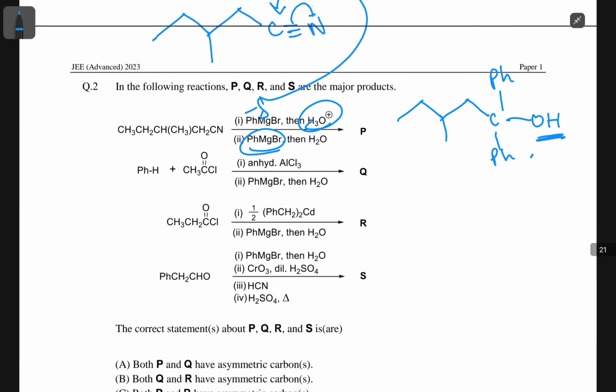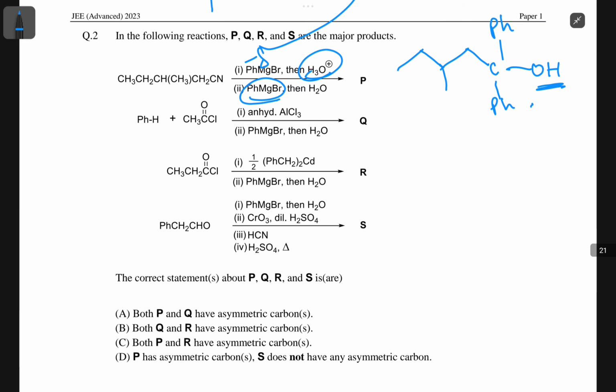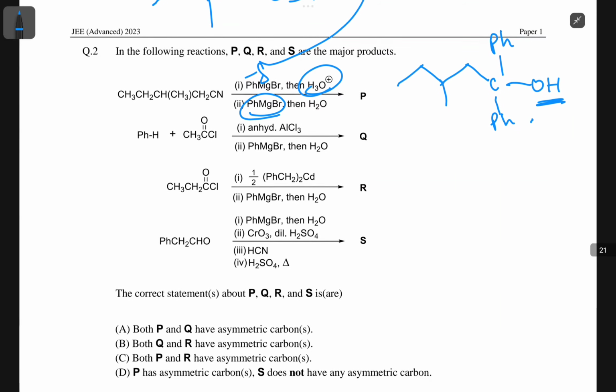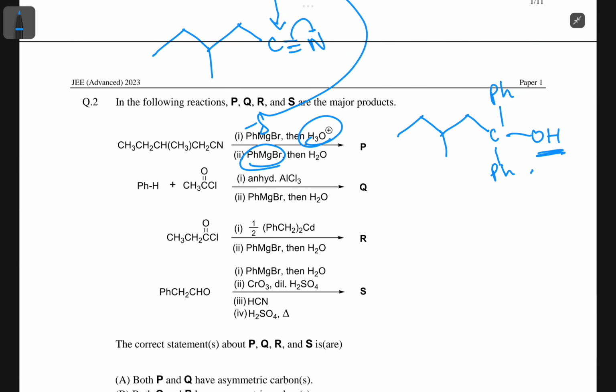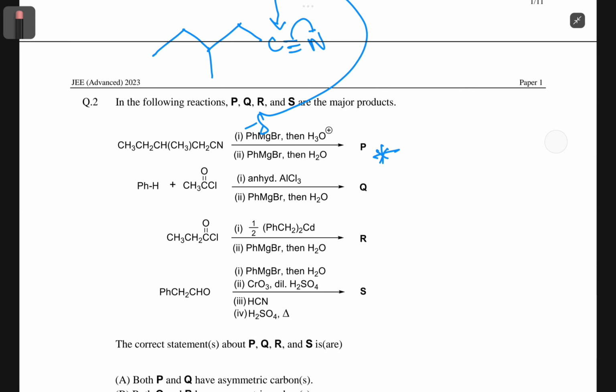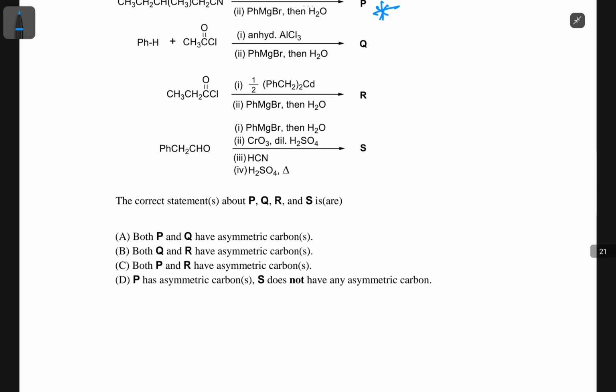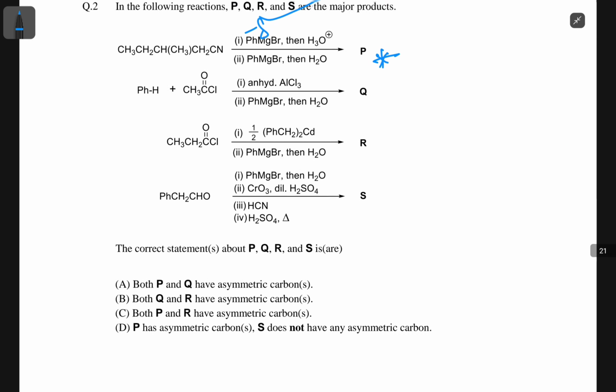So when I first attempted this question, I made a mistake because I thought that P is symmetrical, because this is not a chiral carbon as it has two phenyl groups attached to it, but this is an asymmetrical carbon. So they tried to trick you. So this is an asymmetrical one. So all the questions are about asymmetrical or symmetrical, right?